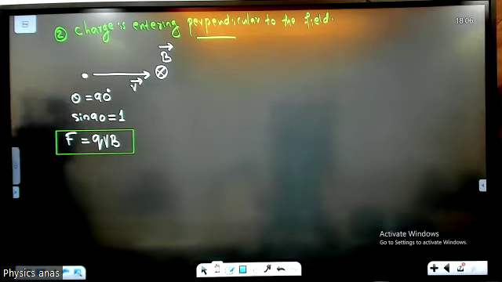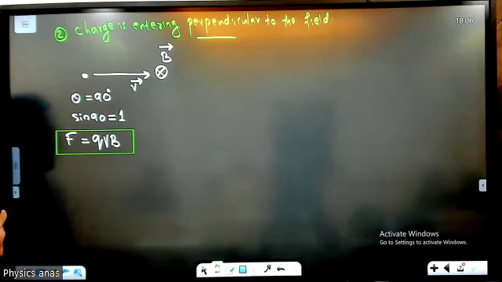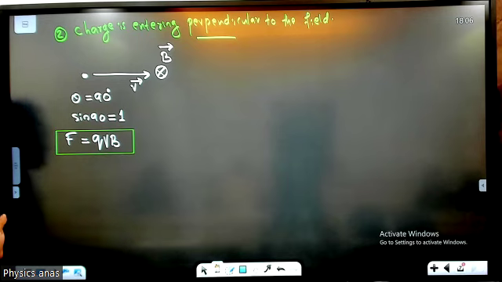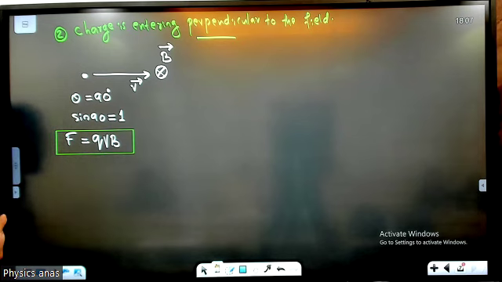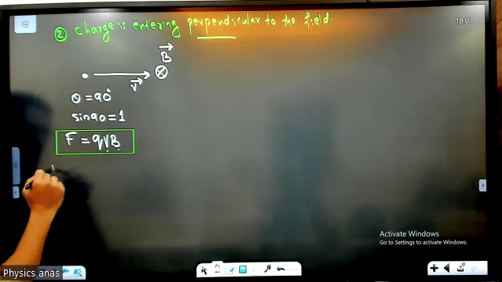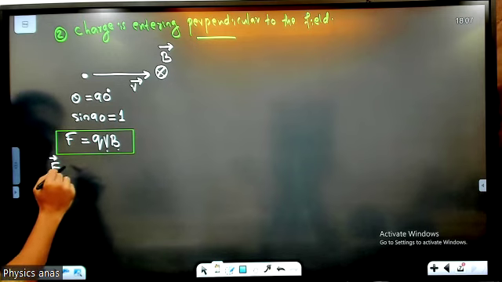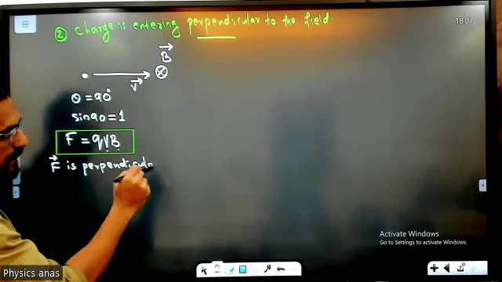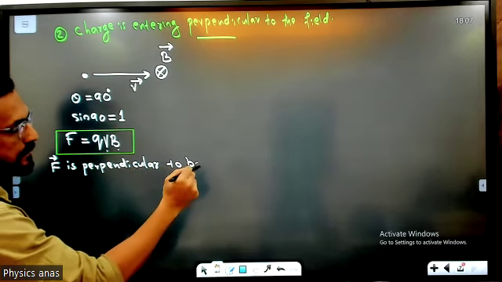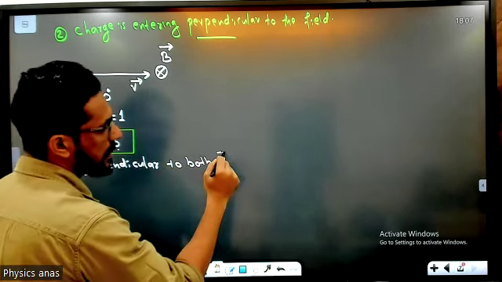What you can see here is there is a charge and that charge is entering the magnetic field, and there is a force acting on that charge. What will be the direction of that force? That force will be perpendicular to velocity and the magnetic field, right? So force is perpendicular to both V and B.